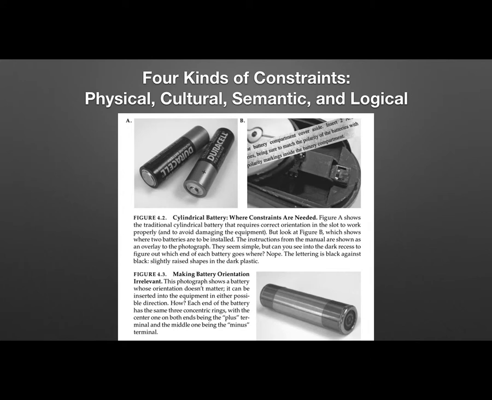Okay, let's talk a little bit about design constraints. Don Norman talks about 4 different kinds: physical, cultural, semantic, and logical. We'll just talk about the physical ones with this example. The example he's giving is putting batteries into something. There's a positive side and a negative side, like on an AA battery, and you have to put it in a certain orientation for it to work in most devices.